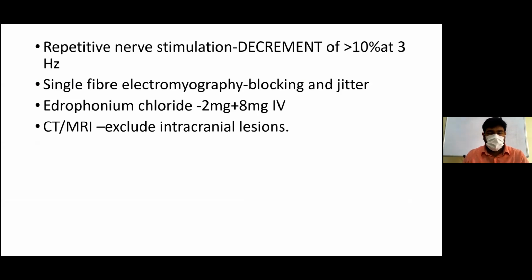This is usually done in the patients where the clinical findings of myasthenia gravis are present, but they have a negative antibody and negative electrodiagnostic testing. CT or MRA is done to exclude intracranial lesions.